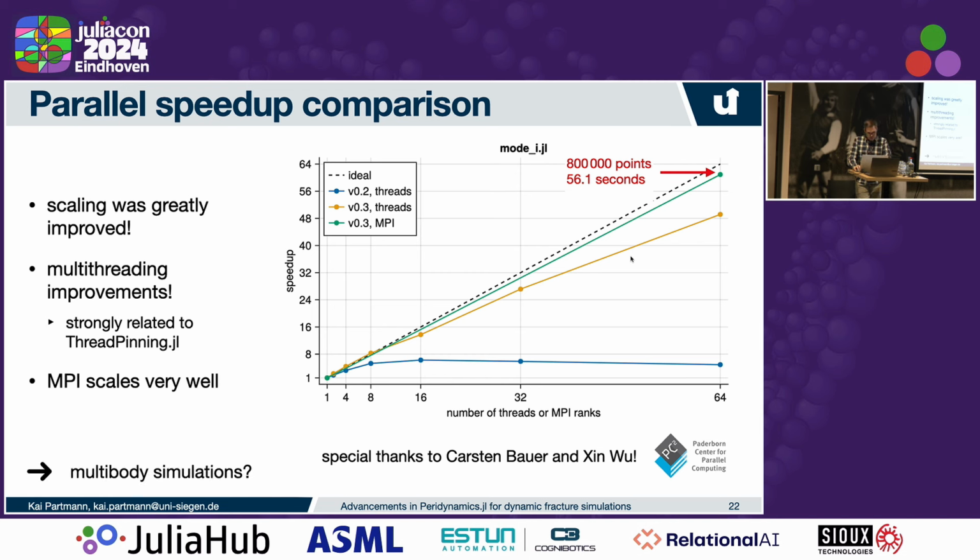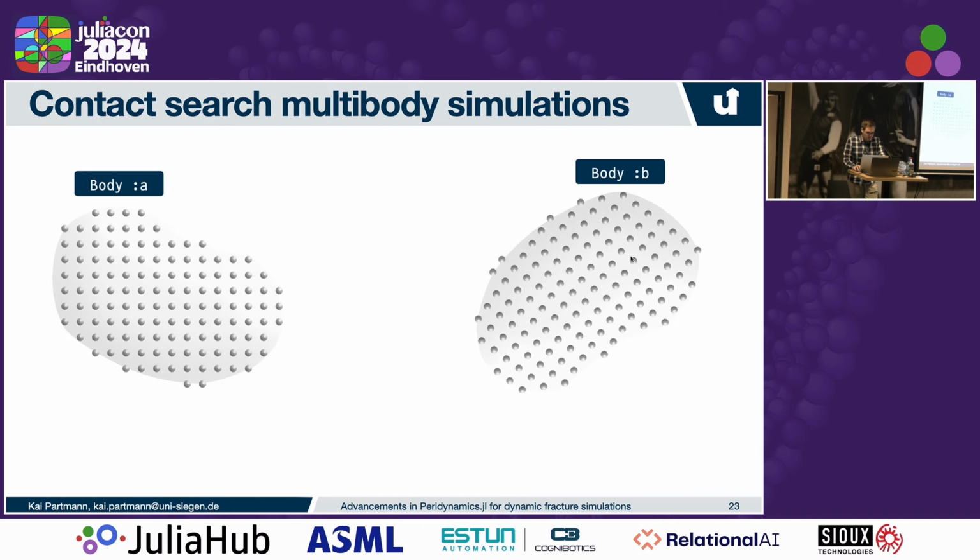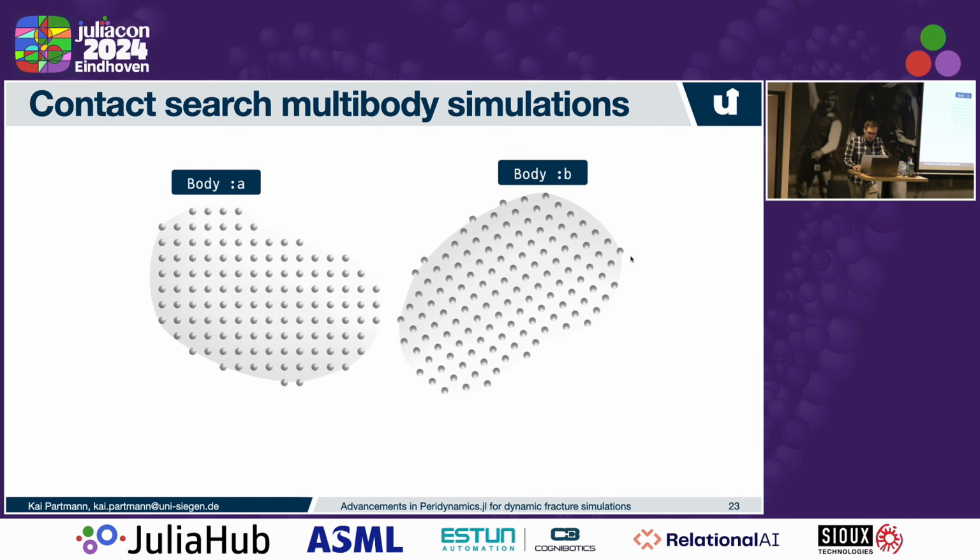A little bit different is the performance for multi-body simulations, because there you have additional things that need to be considered. If these bodies move, then you need a contact search algorithm, because these points are not always in contact. If these points are nearer to one another than a specific radius, then there's a contact. And to obtain this information, it's important that you have an updated neighborhood search.